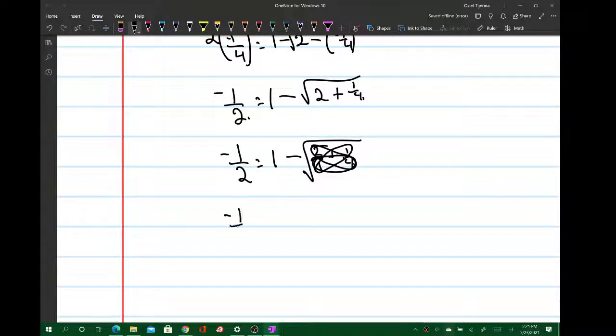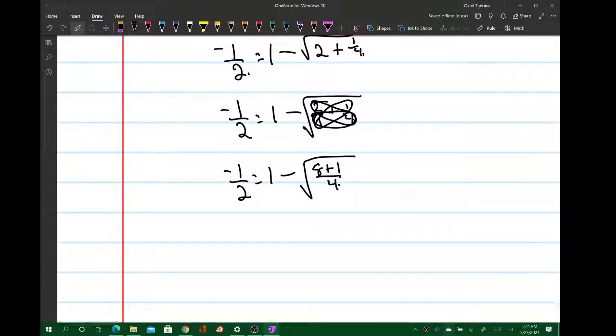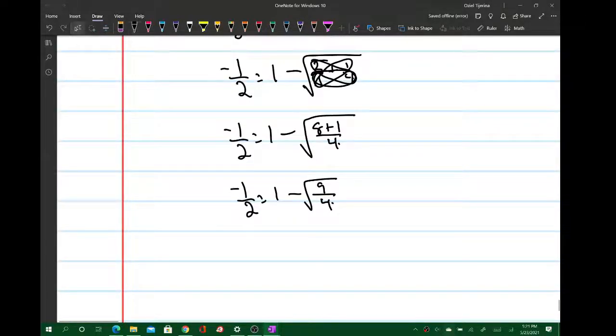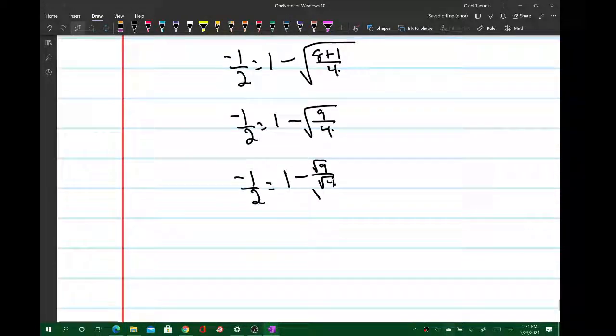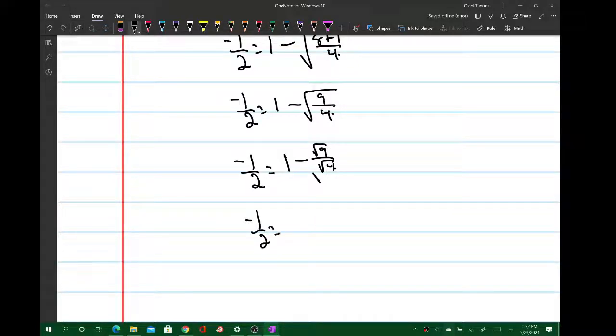So it'd be negative 1/2 equals 1 minus the square root of 8 plus 1 over 4. And then this would be negative 1/2 equals 1 minus the square root of 9 over 4. So then this is negative 1/2, which is equal to 1 minus the square root of 9 over the square root of 4. So then it would be negative 1/2 equals 1 minus 3 over 2.